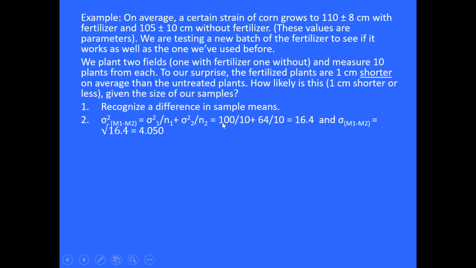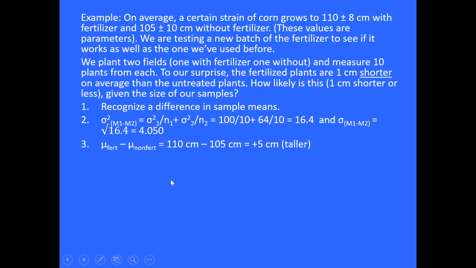All right. So what we would do is take our two variances. For the fertilized group, we have 100, so 10 squared. No, I'm sorry, that's the unfertilized group. The unfertilized group has a standard deviation of 10, so we'd square that and divide by the sample size. Then we have the other group, so we'd square that, which is 64, divided by the sample size. That gives us 16.4. That's the variance of the sampling distribution of the means. And then here we have the standard error, which is the square root of that.